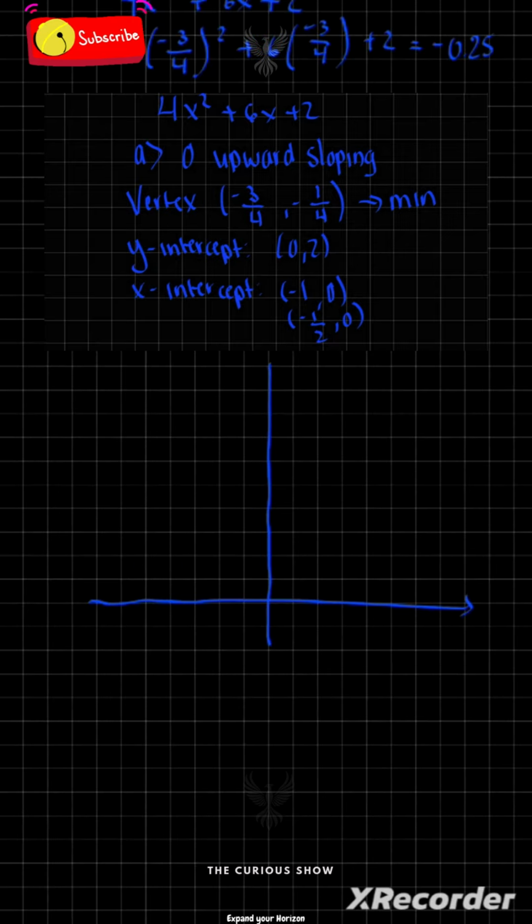We have the y-intercept. So at 0 it is going to be 2. Then we have -1, so at -1 it is going to be 0. Then we have -a half. It's also going to be 0. Then we have -3 over 4, and it's going to be a negative quarter. It's going to be here. We have it here.